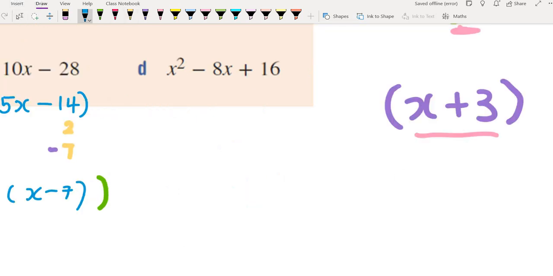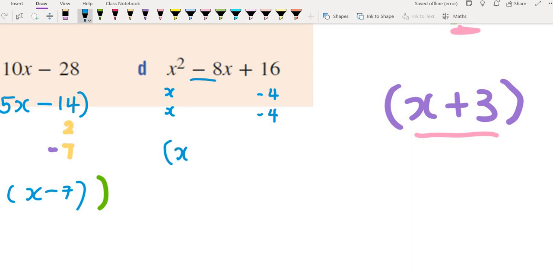Alright, this last one here, we've got 16 and 8 to deal with, but 8 is negative. So 4 and 4 gives you 16, but we want them to add up to negative 8. So if we make them both negative, they still give you positive 16 when you multiply them together, but when you add them up now, it's going to give you negative 8. So it's good for us.